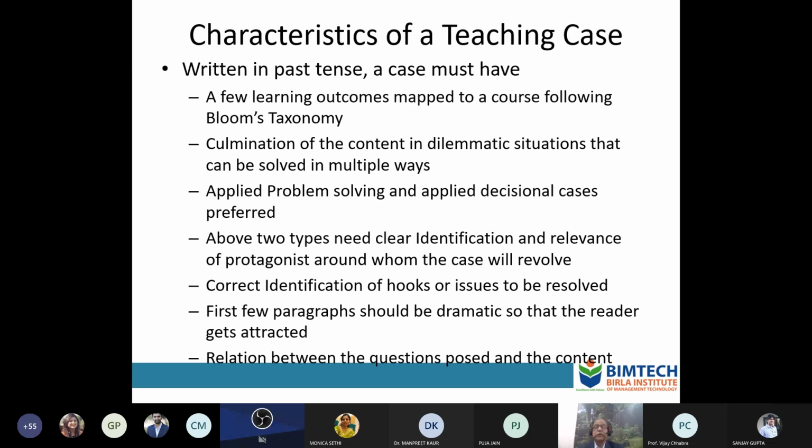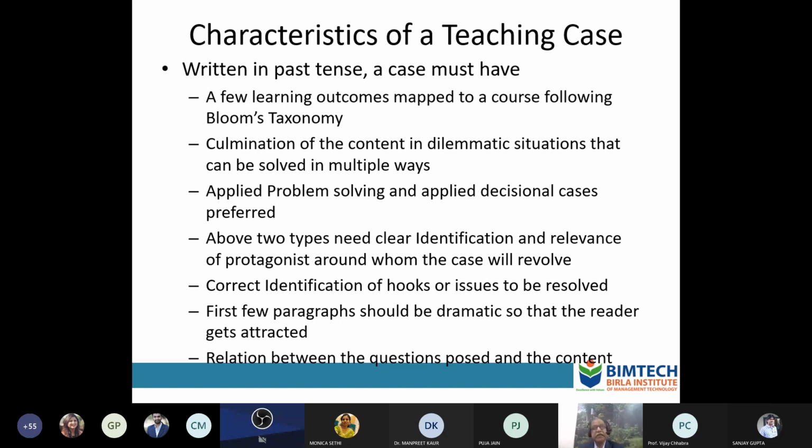And the purpose of a case is to create drama. They create a really live situation where students get excited and start discussing. So dramatization is important. That is where the dilemma plays a role. Our recommendation is that the first two paragraphs should be written in a very dramatic form, and within those first two paragraphs the dilemma should be placed before the reader. You cannot make the reader wait to learn the dilemma, which may be embedded deep inside the case.